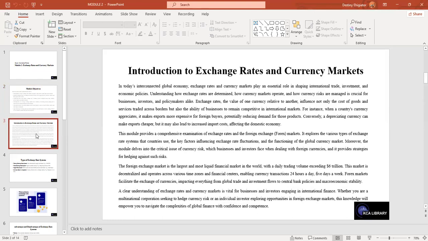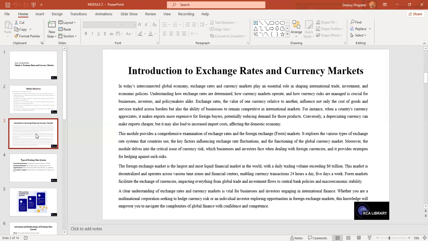Introduction to exchange rates and currency markets. In today's interconnected global economy, exchange rates and currency markets play an essential role in shaping international finance and economic policies. Understanding how exchange rates are determined, how currency markets operate, and how currency risk is managed is crucial for businesses, investors, and policy makers alike.